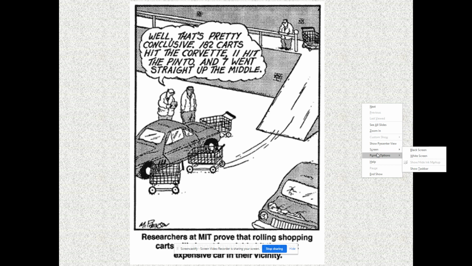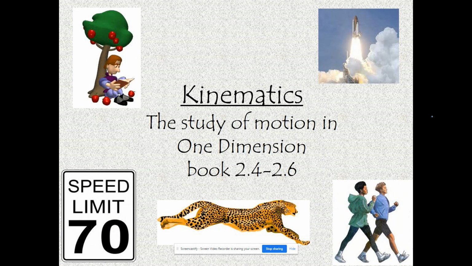We are going to be going over some kinematics today. So make sure your slideshow and your guided note slide is up and running so that you can take some guided notes. Kinematics is our subject topic of discussion. This is the study of motion in one dimension.